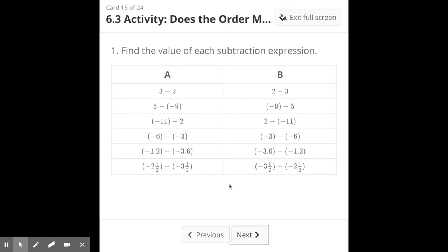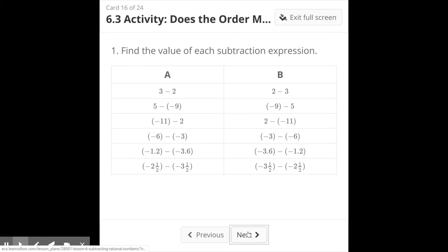All right, this next card is in your book on page 137. It says find the value of each subtraction expression. You were supposed to be able to do this with a partner, but since you're home alone, I'm just going to have you do both columns. So go ahead and pause the video, go through column A and solve those, go through column B, solve all of those, and see what you get.